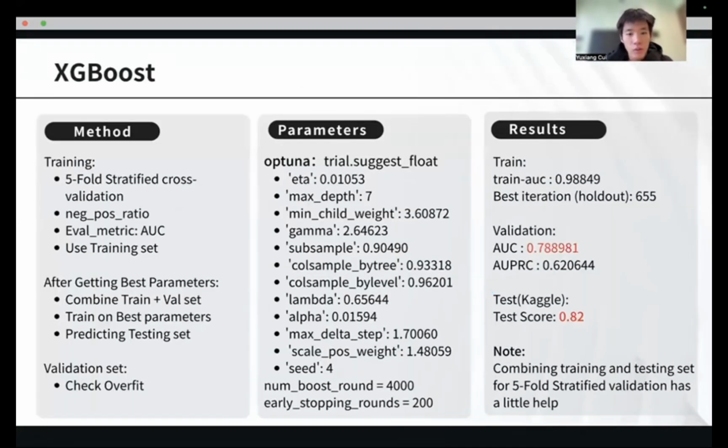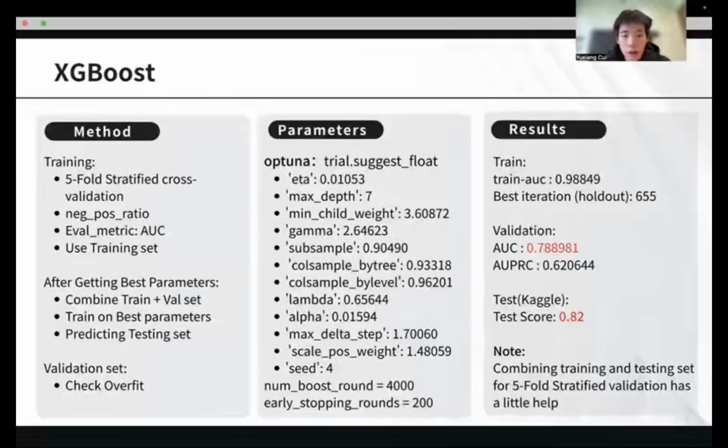For the training method, we utilize 5-fold stratified cross-validation and negative-positive ratio to overcome the issue of imbalanced data. We use the training set to find the best hyperparameters, and we will combine the training and validation set to train the model. Lastly, we will use the model to predict the testing set. We use a function called trial_suggest_float in the library Optuna to find the best hyperparameter combination wisely for us.